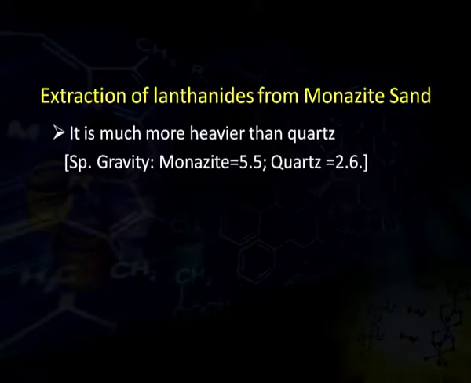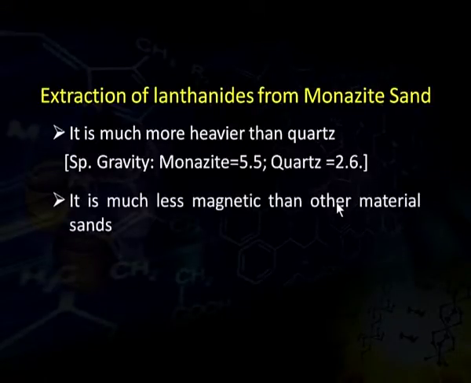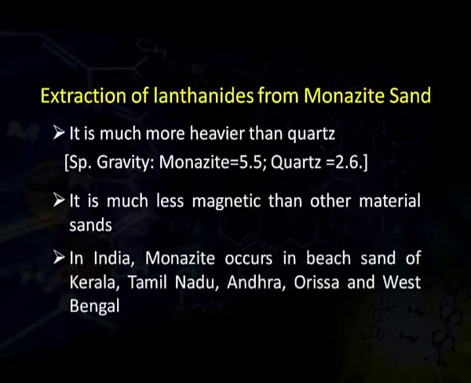If you compare the specific gravity, the specific gravity of monazite is 5.5 and that of quartz is 2.6. So, it is much heavier as compared to quartz. It is much less magnetic than other material. In India, monazite occurs in beach sand of Kerala, Tamil Nadu, Andhra, Odisha and West Bengal.